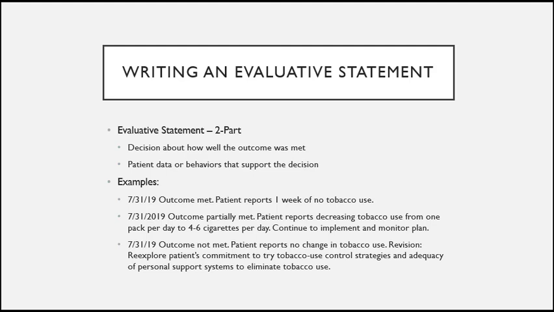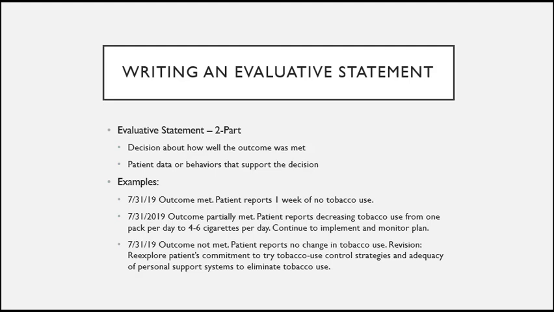So one example is outcome met, patient reports 1 week of no tobacco use. Another example might be outcome partially met, patient reports decreasing tobacco use from 1 pack per day to 4 to 6 cigarettes per day. Continue to implement a monitor plan. And then unfortunately, the answer might be outcome not met, patient reports no change in tobacco use. So we're going to revise our goal. Revision: re-explore patient's commitment to try tobacco use control strategies and adequacy of personal support systems to eliminate tobacco use. So even when a goal is not met, it should result in a new plan that may be easier for that patient to complete.